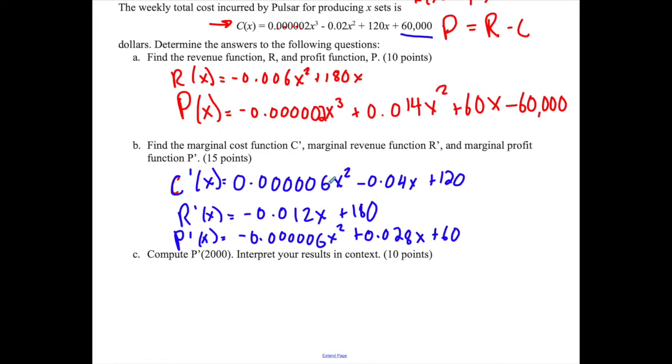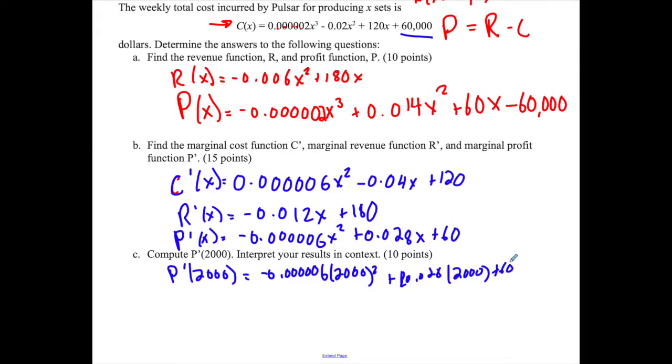Last step is we need to do P of 2000, P derivative of 2000, and interpret. So what that means is the derivative, the marginal profit at 2000, so that's what you get when you plug in 2000. Okay, so I'm going to do that on my calculator.